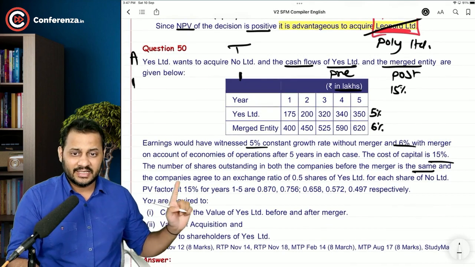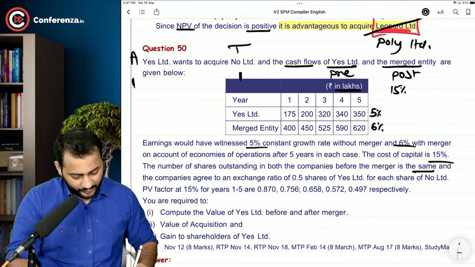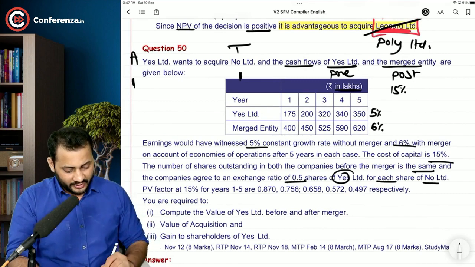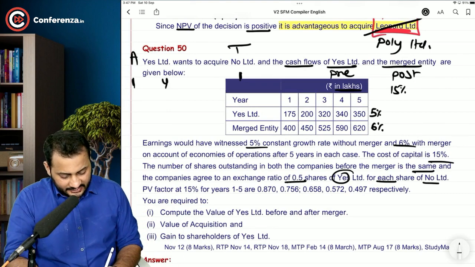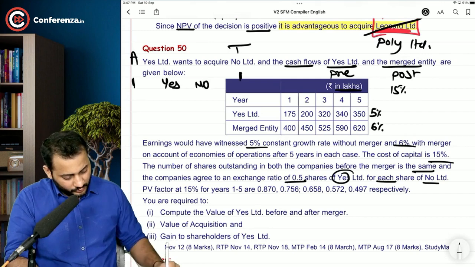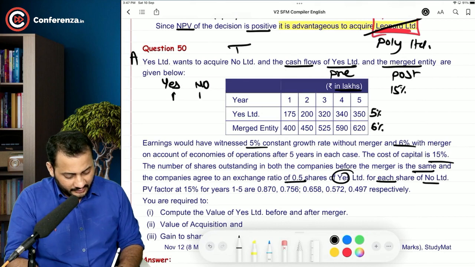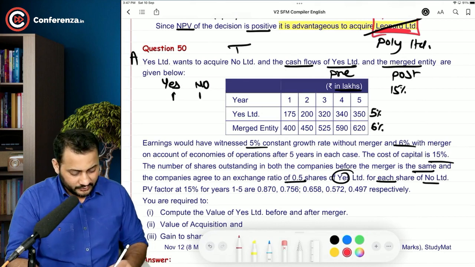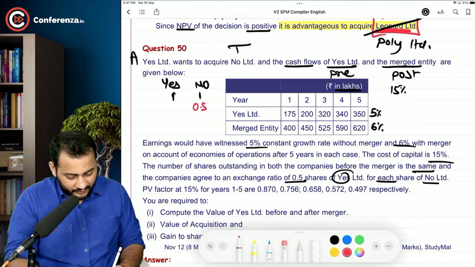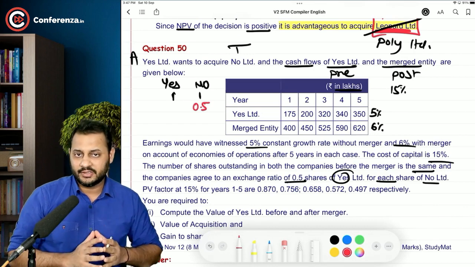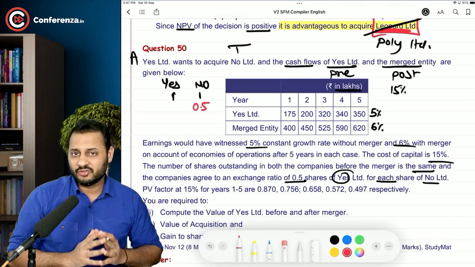And the companies agree to an exchange ratio of 0.5 shares of Yes for each share of No. So what happened? I will tell you. Let's say this is Yes and this is No. Both of them are having equal number of shares. Let's say 1 and 1. And what happened because of the merger? We gave them 0.5 shares of Yes Limited for 1 share of No Limited.